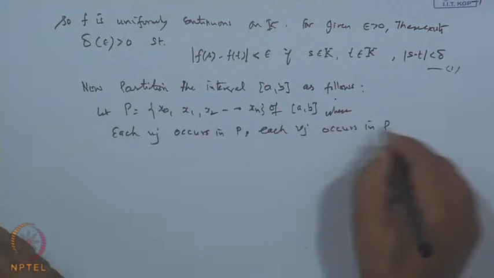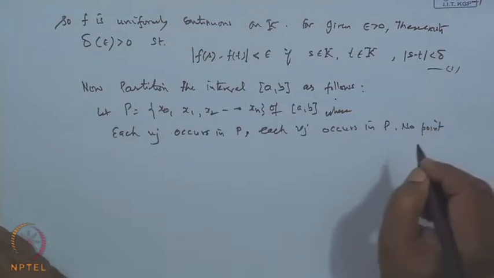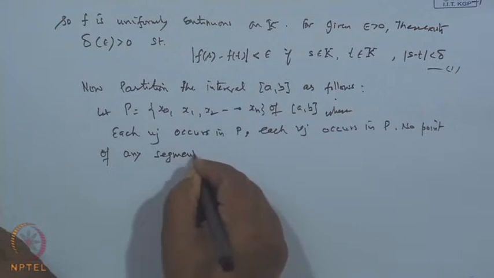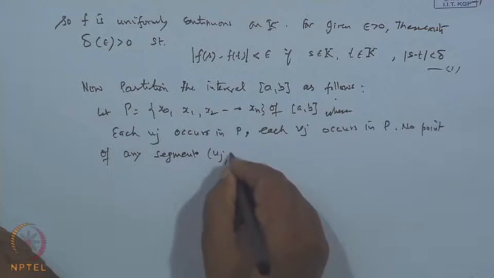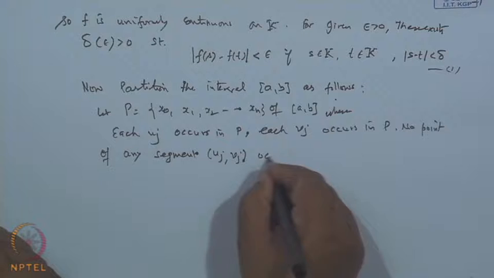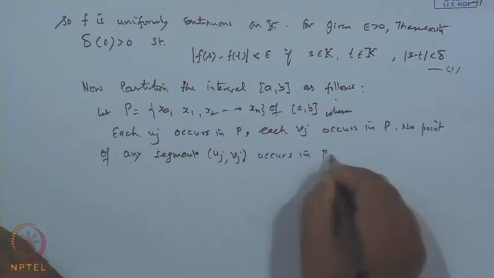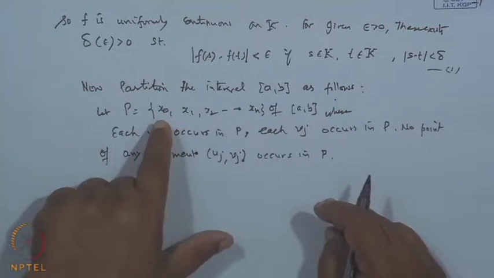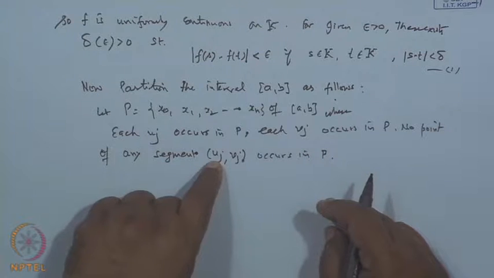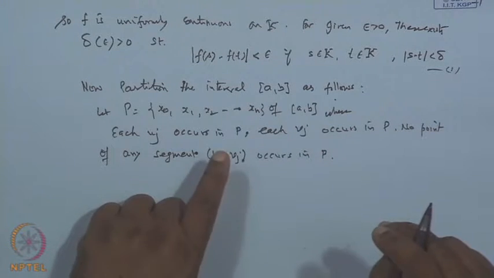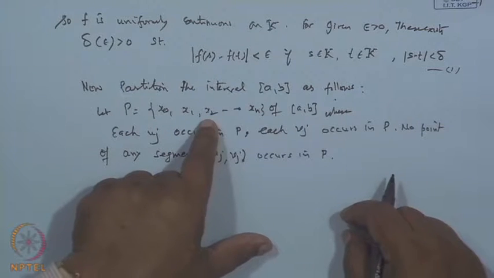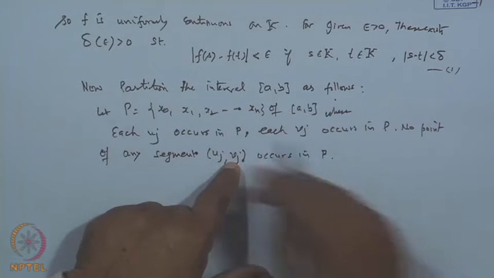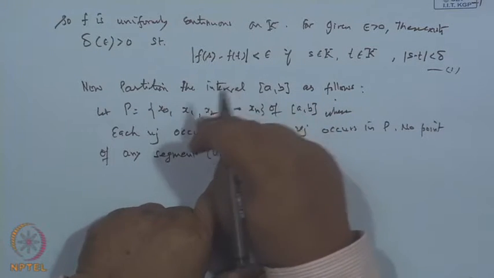and no point of any open segment uj, vj occurs in P. This is the restriction we are putting. We are choosing the partition in such a way that the corner points of these subintervals which are covering the points of discontinuities coincide with the partitioning points, but none of the points inside this interval are points of the partition.